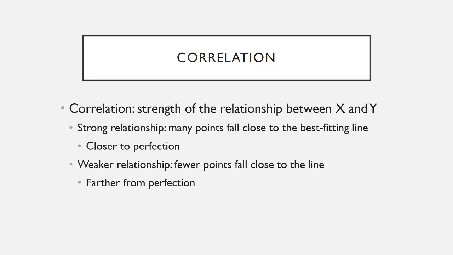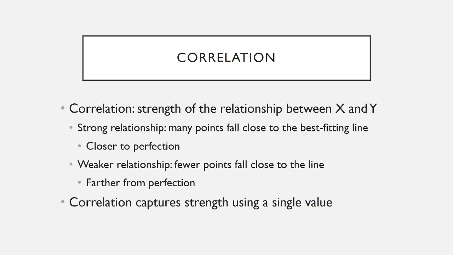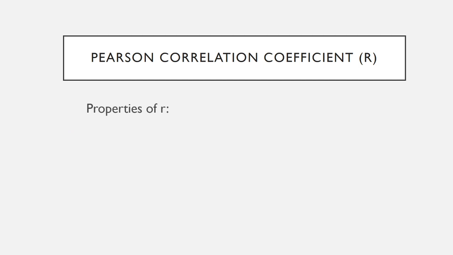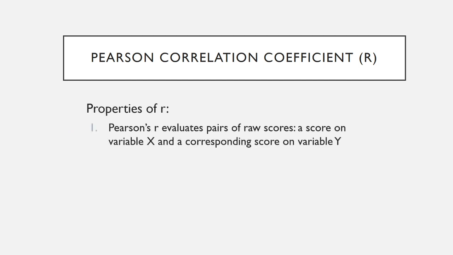The more those data points are spread out and very diffused and create that more amorphous cloud-like shape, the weaker the correlation between your variables, because that would depict a relationship between variables that is farther from perfection, where the data points fall farther from that best fit line. So correlation is going to capture the strength as well as the direction of the association between your variables using a single numerical value.